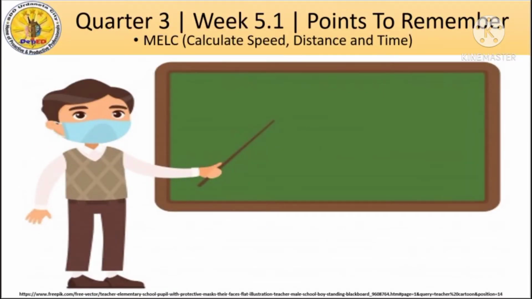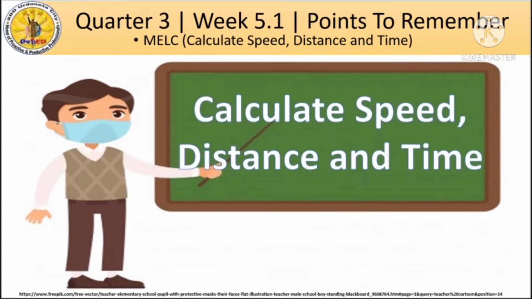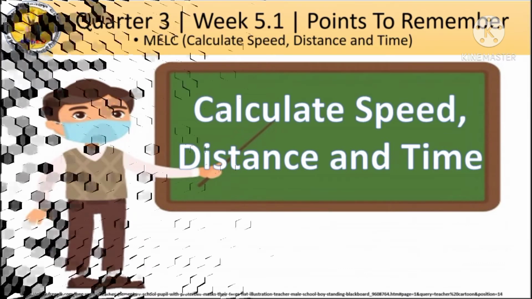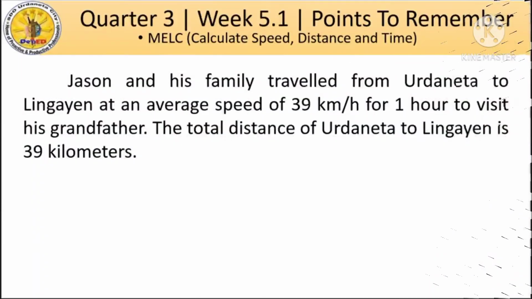Let's now proceed to our new topic, which is Calculate Speed, Distance, and Time. We have here a situation that defines speed, distance, and time. Jason and his family traveled from Urdaneta to Lingayen at an average speed of 39 kilometers per hour for 1 hour to visit his grandfather. The total distance of Urdaneta to Lingayen is 39 kilometers.